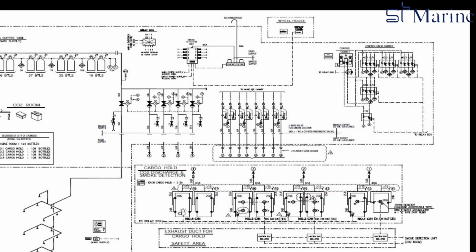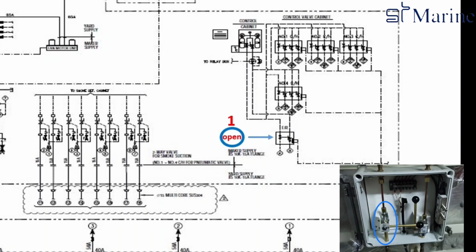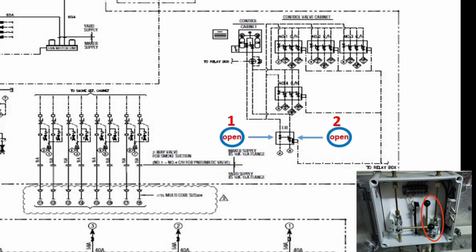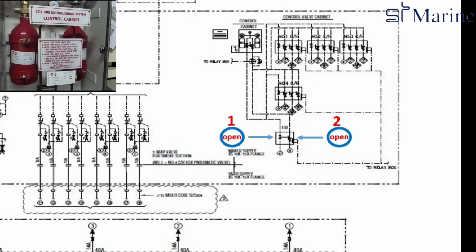First, we have to open valve number 1 at the valve control cabinet. This is for the main valves. For sure, you cannot open number 2 because there is an interlock here, so this prevents wrong operation. After opening number 1, we can open number 2. This will be open and ready for releasing the CO2 from the cylinders.